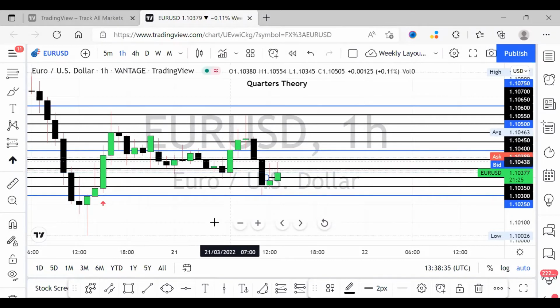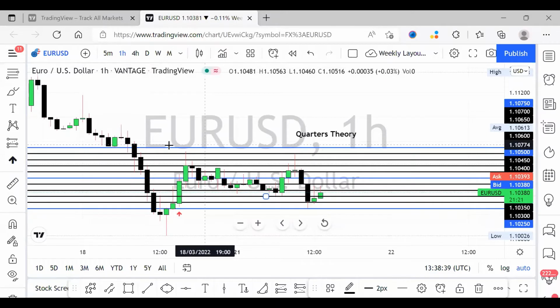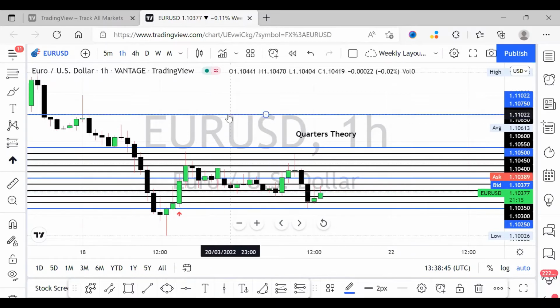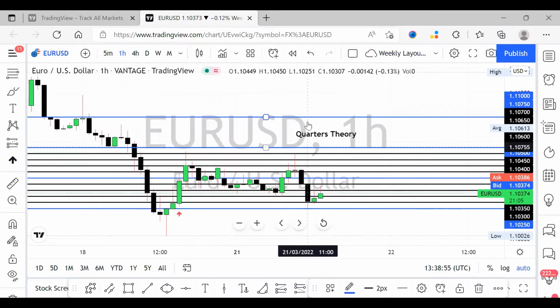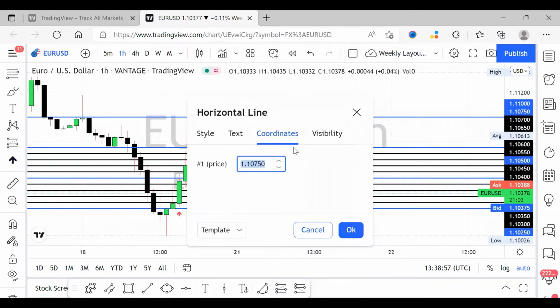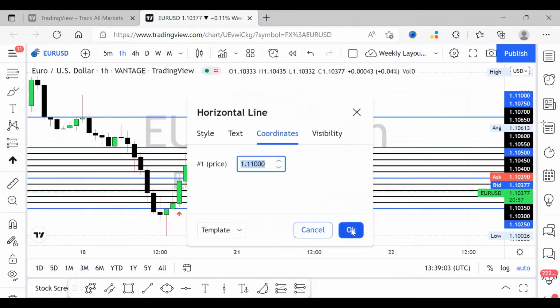Okay, so you'll see if you can hold a trade for even say 1,000 pips. So if I just mark a brand new horizontal line, go to the coordinates, and then put the coordinates in itself. Okay, so the last blue line was 750. And the next line is 1,000.